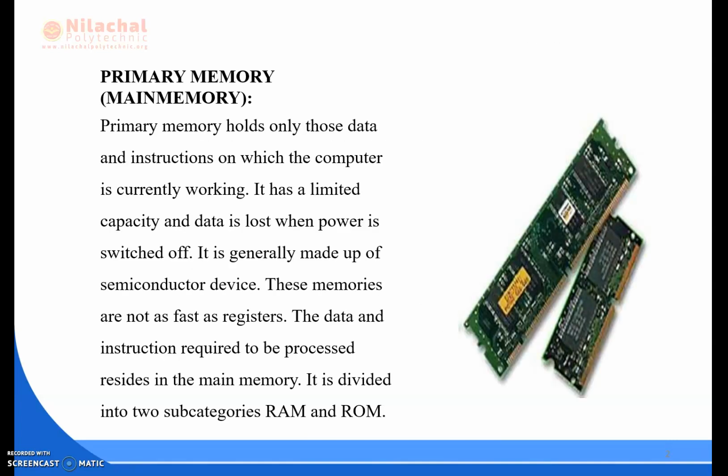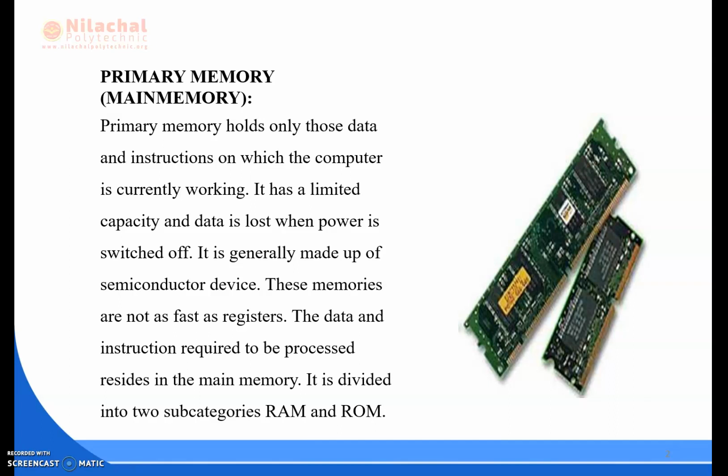So let's start. In our computer memory there are 5 parts, starting from the registers to the cache memory. Then we have main memory or primary memory. Then we have secondary or auxiliary memory. And at last, we have backup memory. Basically, there are two types of memories, primary memory and secondary memory. So let's start with the primary memory.